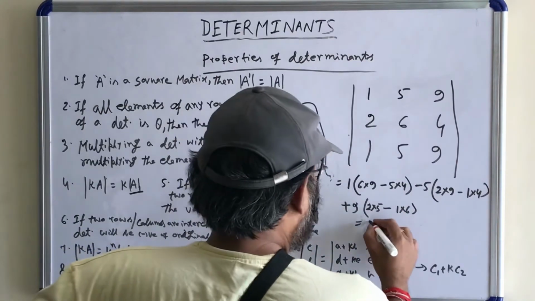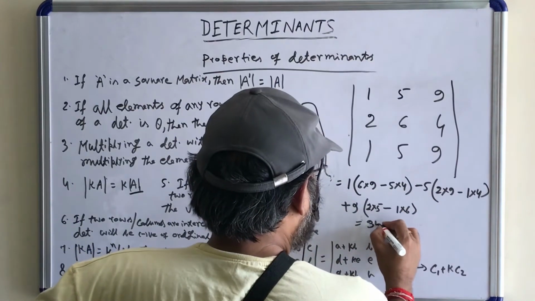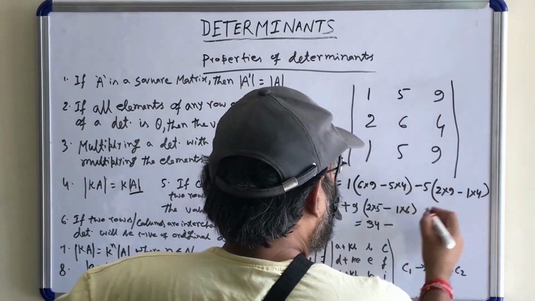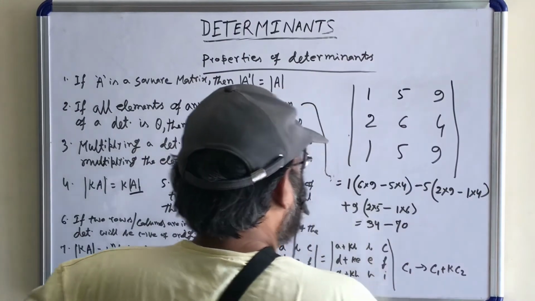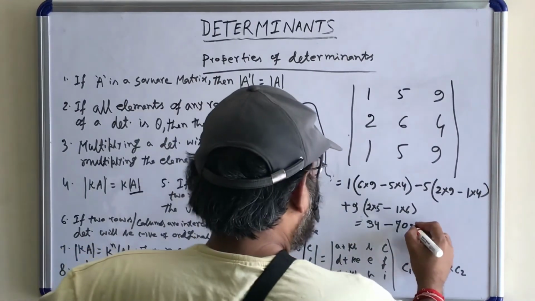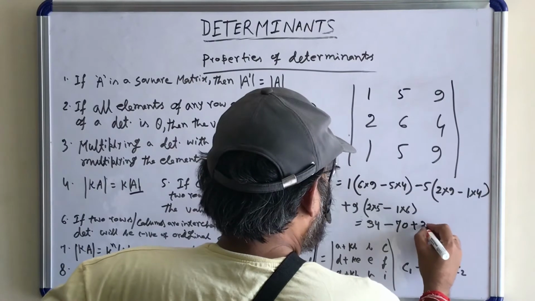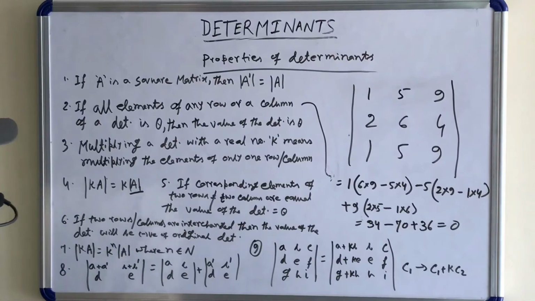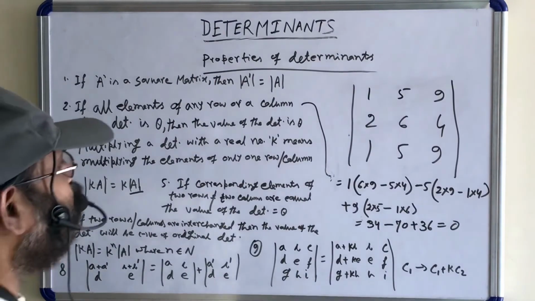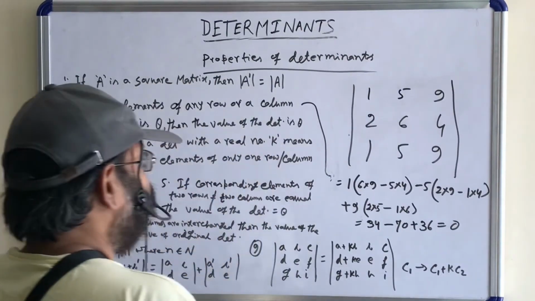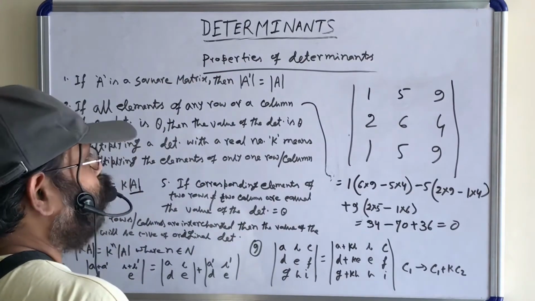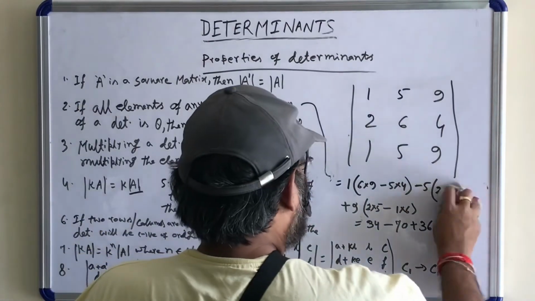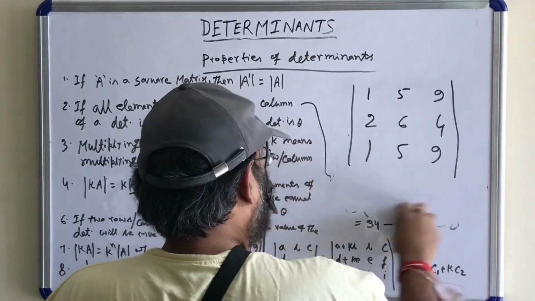equal to 34 minus 70 plus 36, equal to 0. You can take any determinant with either two rows or two columns equal. If the values of two rows or two columns are equal, you will get a singular matrix, that is, the value of that determinant will be 0.